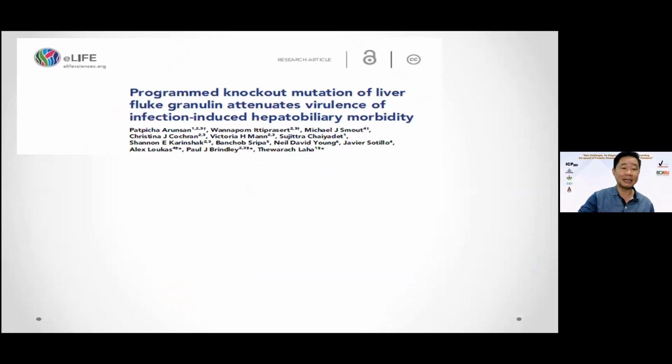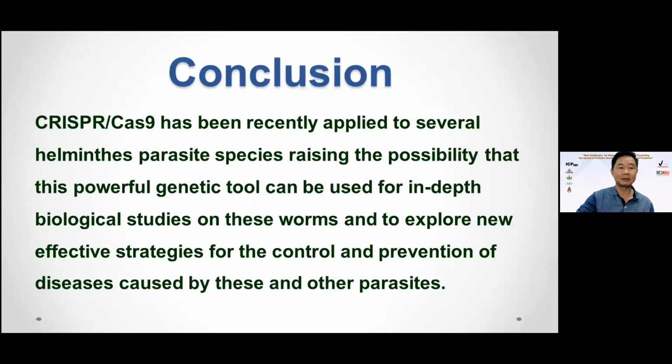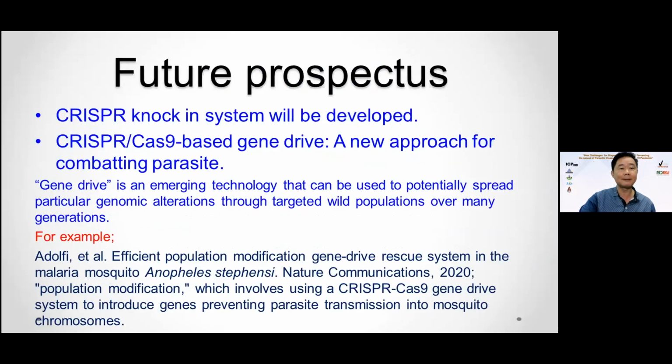So we publish in eLife. In conclusion, CRISPR-Cas9 has been applied to several parasites. Now you can use CRISPR-Cas9 to study several aspects of the parasite, and it's not a complicated experiment. You can do it easily.